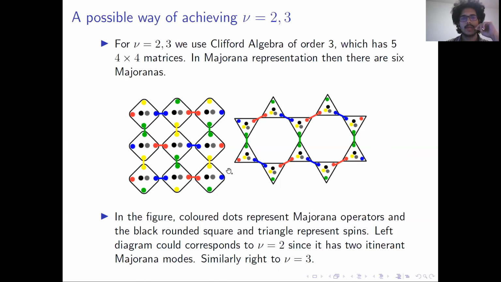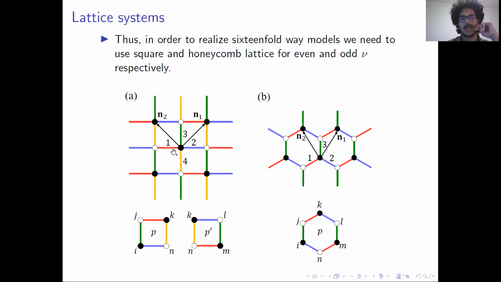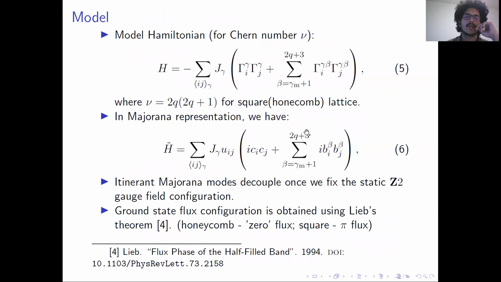If you look at higher orders of Fluid algebra, we again see that for even Chern number, or even itinerant Majorana fermions, we need a square lattice, and for odd, we need a honeycomb lattice. So this is the square lattice. You have two sublattices. The honeycomb lattice, again, the same thing. We'll use honeycomb for odd Chern number and square for even Chern number.